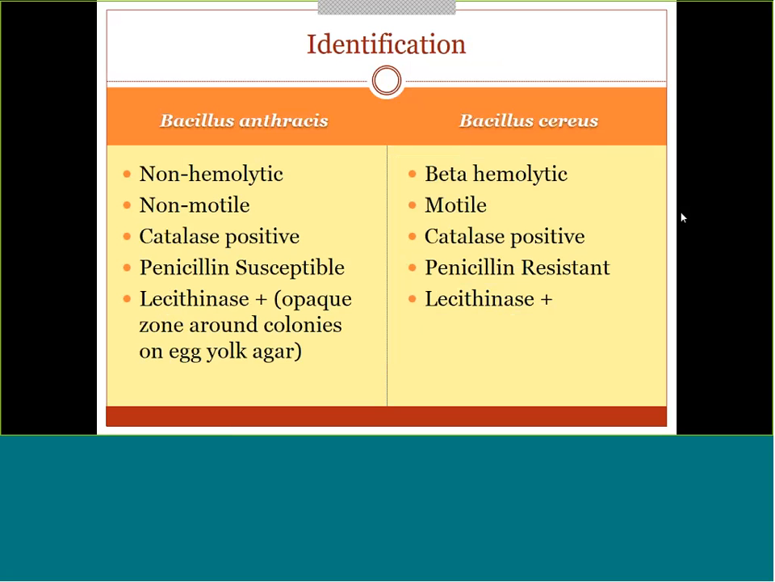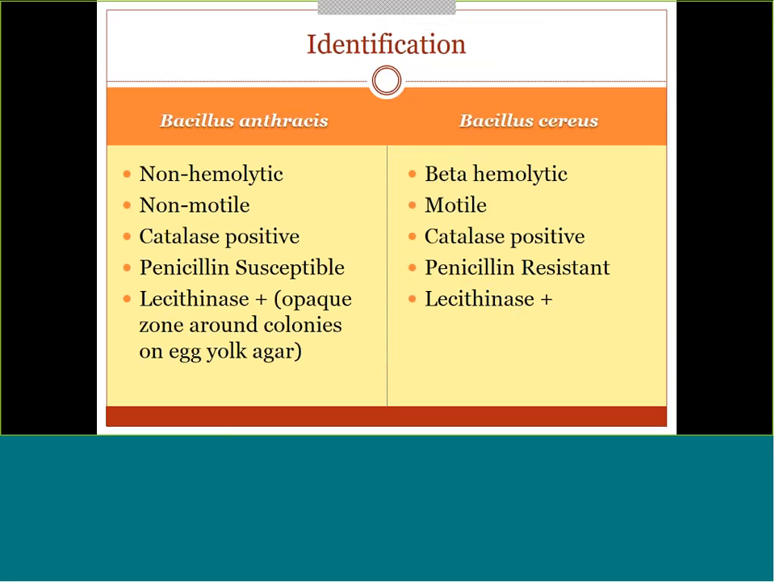All right, so to identify, on the agar, we didn't mention this, but part of the colony morphology, Bacillus anthracis is non-hemolytic, but Bacillus cereus is beta hemolytic. Bacillus anthracis is non-motile, Bacillus cereus is motile. They are both catalase positive because all Bacillus are catalase positive. Bacillus anthracis is penicillin susceptible, so if you were to run an antibiotic susceptibility test, it should be penicillin susceptible. Bacillus cereus is penicillin resistant.